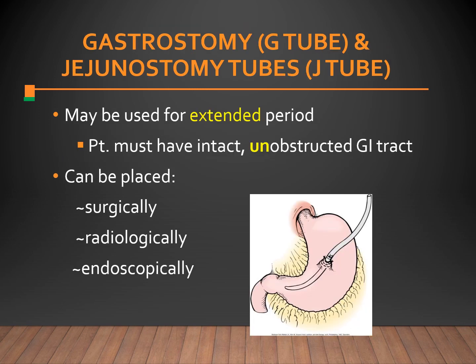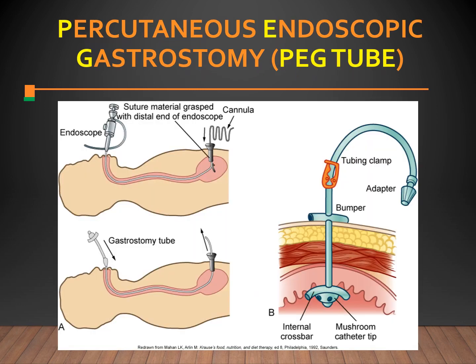G tubes and J tubes can be used for extended periods of time. They have to have an intact, unobstructed GI tract. They can be placed surgically, radiologically, and endoscopically. A very common tube that's used is called a PEG tube. It's a percutaneous endoscopic gastrostomy tube. It's usually placed by using endoscopy.